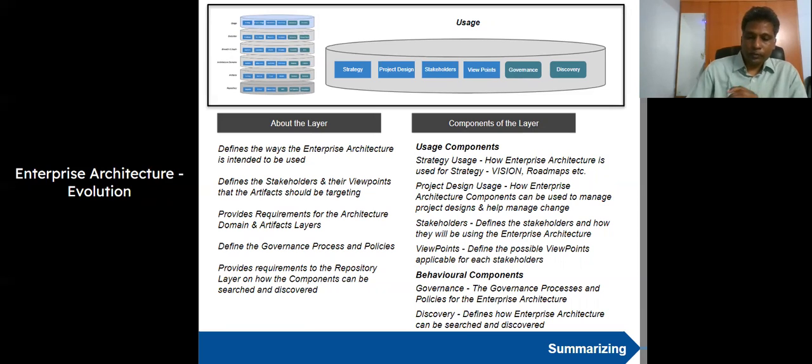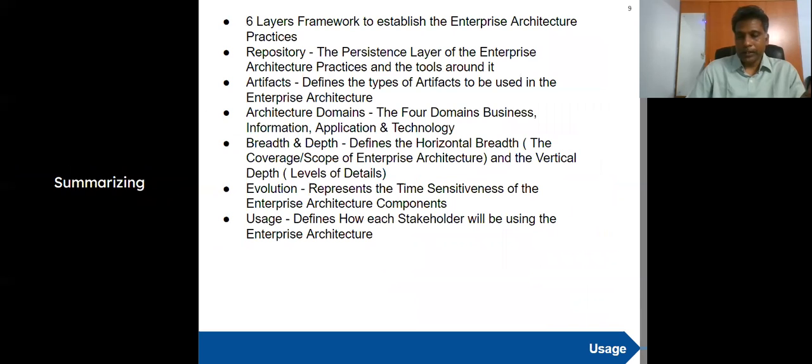To summarize, we looked briefly at the 6 layers. Each of these layers, from the bottom up, helps us make some key decisions that will help us establish the enterprise architecture practices. From the top down, the decisions taken on each layer at the top will become a requirement towards the lower layers and help us implement those decisions.